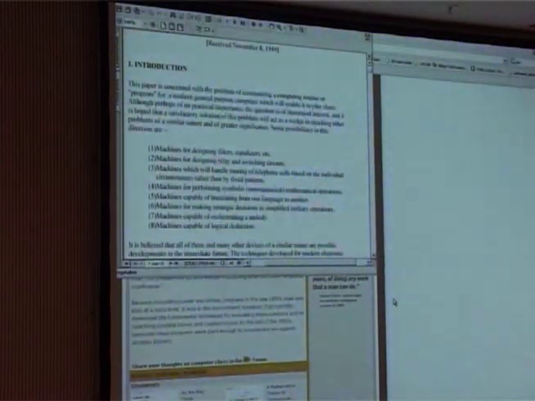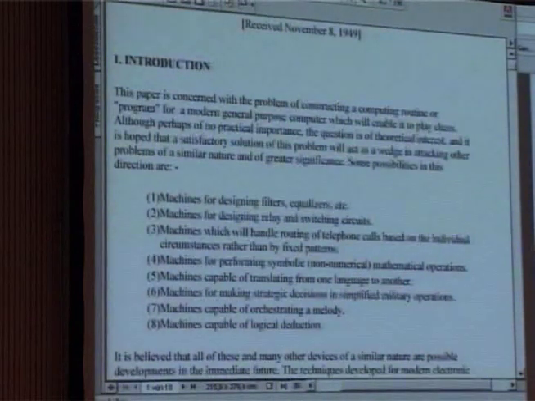No. So, and he said, this paper is concerned with the problem of constructing a computer routine, a program, for a modern general purpose computer. This was a big thing, a general purpose computer. This was a new thing at this time. Which will enable it to play chess. And then it's very interesting that he stated, although perhaps of no practical importance, the question is of theoretical interest, and it is hoped that a satisfactory solution of this problem will act as a wedge in attacking other problems of a similar nature and of greater significance. Some possibilities in this direction are, now he counts what he thinks computers might do in the future.